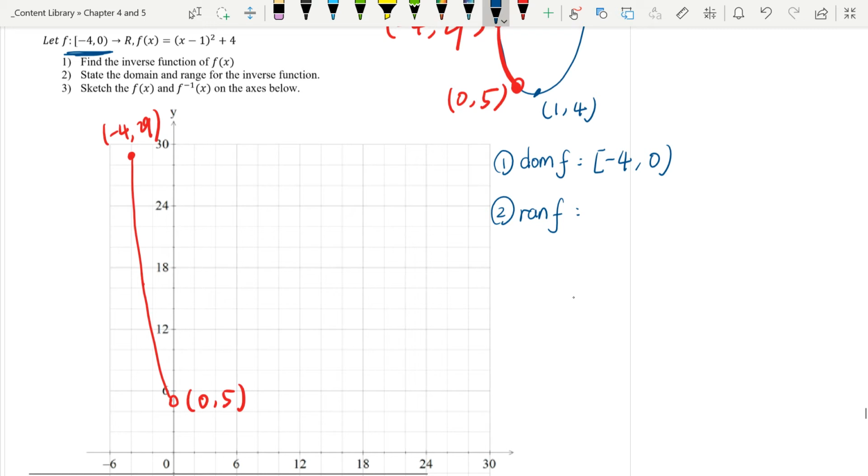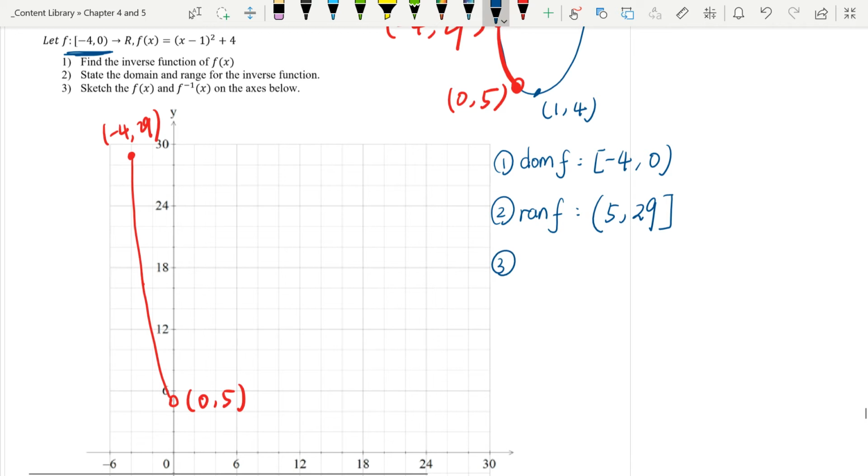Kevin, what's the range? Which way? 5 to 29. What kind of bracket do we have? Round bracket? Square bracket. Okay, open circle here, we can't reach the level 5. It's an open circle there.